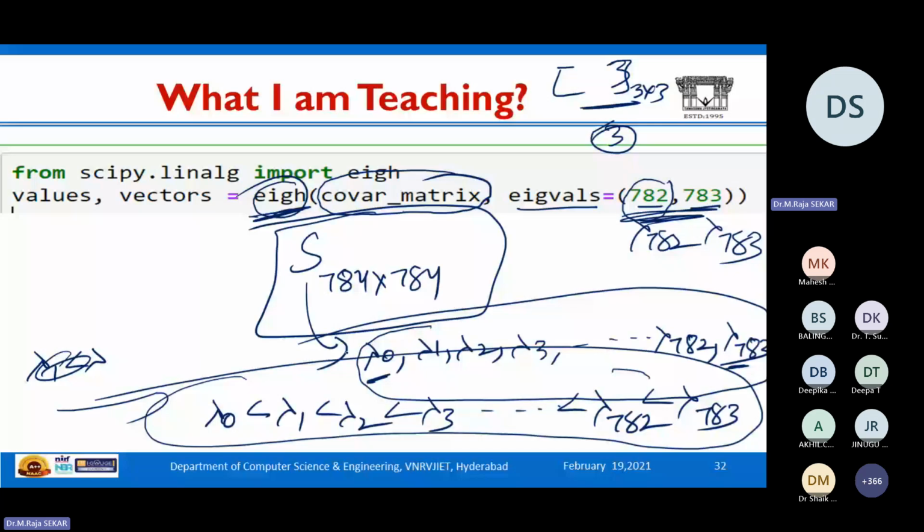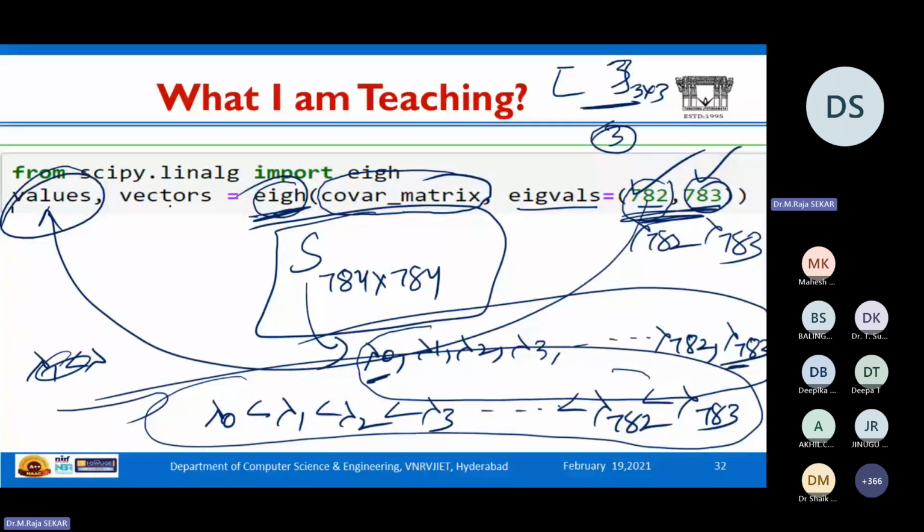No. Of all the eigenvalues, the largest eigenvalue is 783. Next to largest is 782. That's important. Those eigenvalues will get stored in a variable known as values. Corresponding eigenvectors will get stored in vectors. Now, what did we achieve? We find that eigenvalues and eigenvectors play a major role.